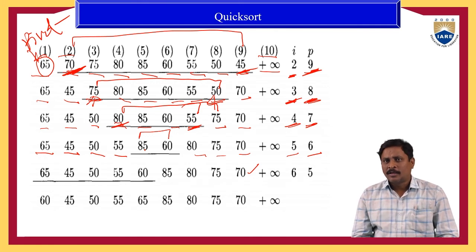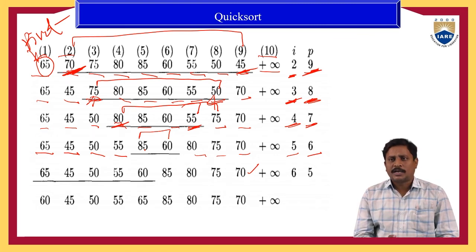Here the pivot element is the middle element of this list. Otherwise we go to the left subarray and arrange those elements, then again come back to the right subarray and arrange those elements.